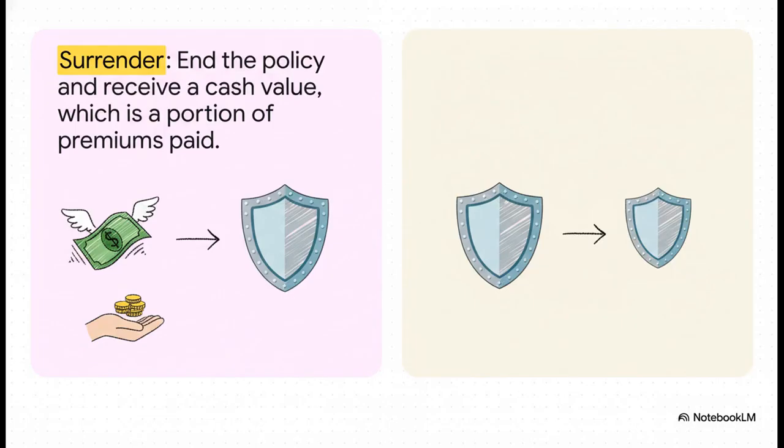But hold on. If your policy has been running for a few years, it's not always a total loss. You usually have a couple of options. One is to surrender the policy. Basically, you end it right there and get some of the money you paid in back as a cash value. The other option is to convert it to what's called a paid-up policy. This is pretty interesting. It keeps the policy active, but that main coverage amount, the sum assured, gets reduced.